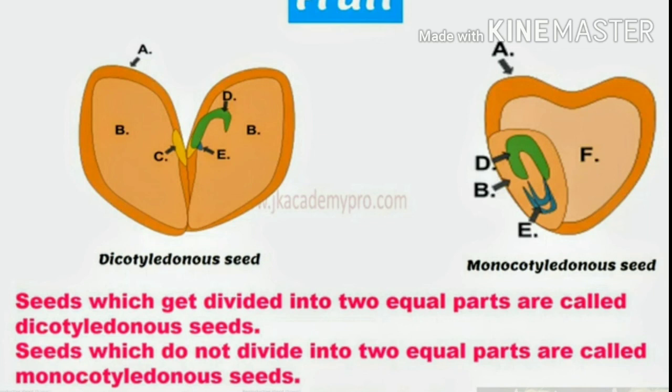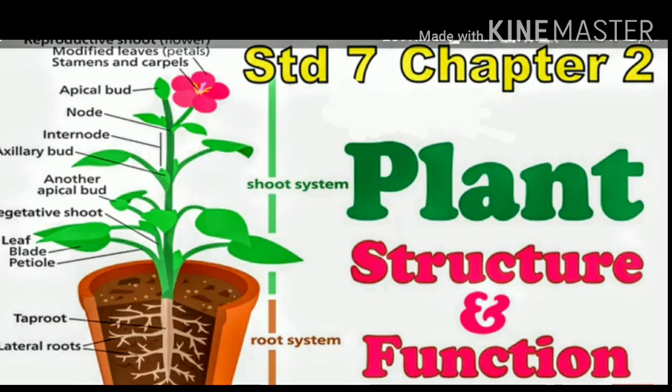The word di means two and mono means single. So a seed that can be divided into two parts is called dicotyledonous, and the seeds like rice, wheat have a single part. So they are called monocotyledonous seeds. Students, hope you have understood whatever we have learned today, right? Okay, now here we have completed our second lesson. In the next video, we'll discuss the exercise of this lesson.